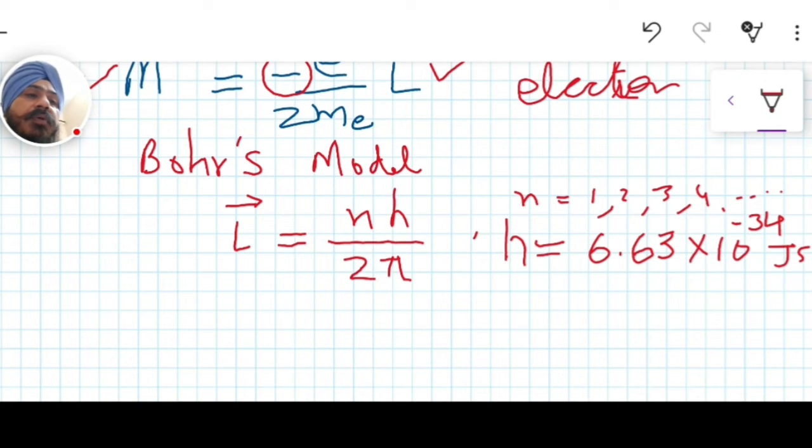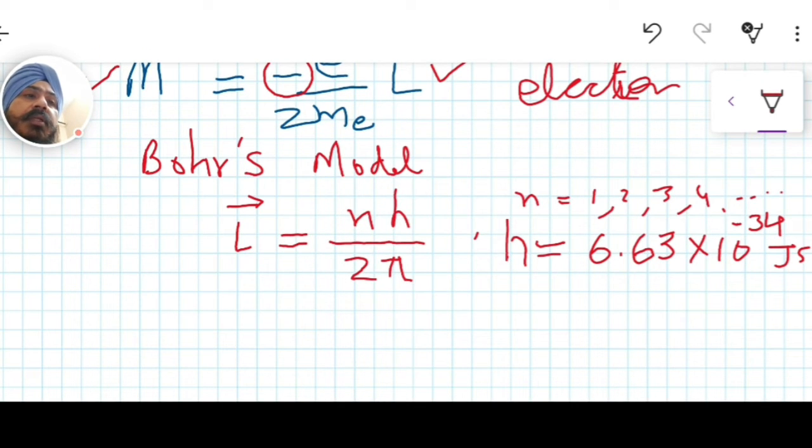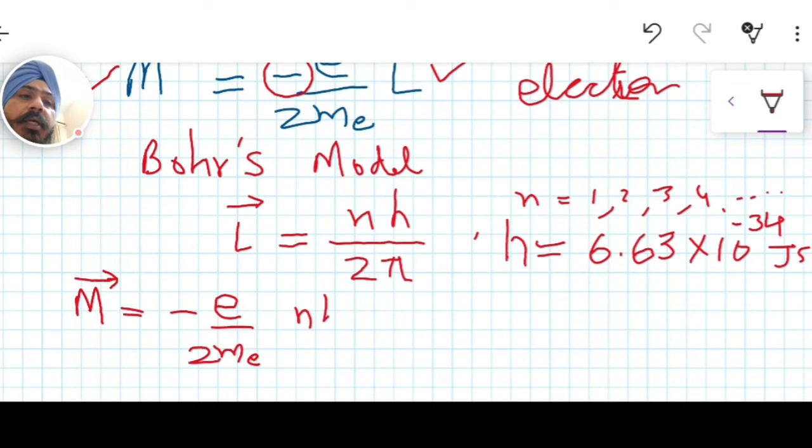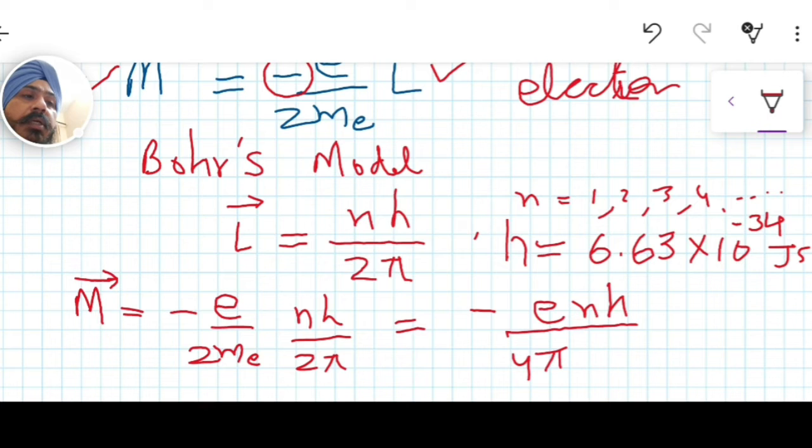Okay, you are familiar with pi, it is 3.14. So putting the value of L in our relation, we will get m vector equal to minus e upon 2me into nh upon 2 pi. So it will become minus e nh divided by 4 pi me.